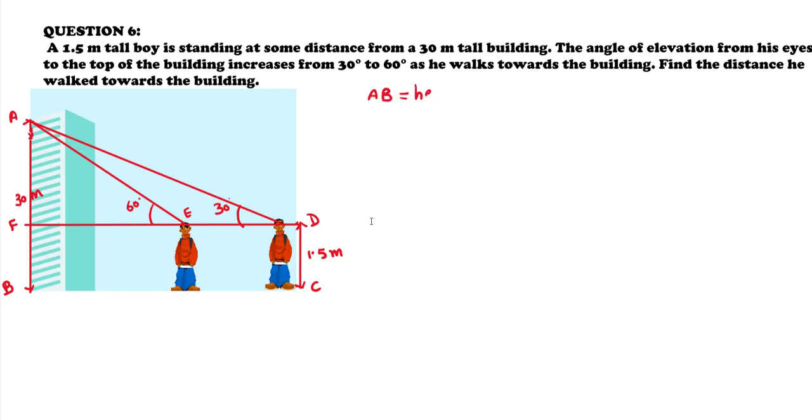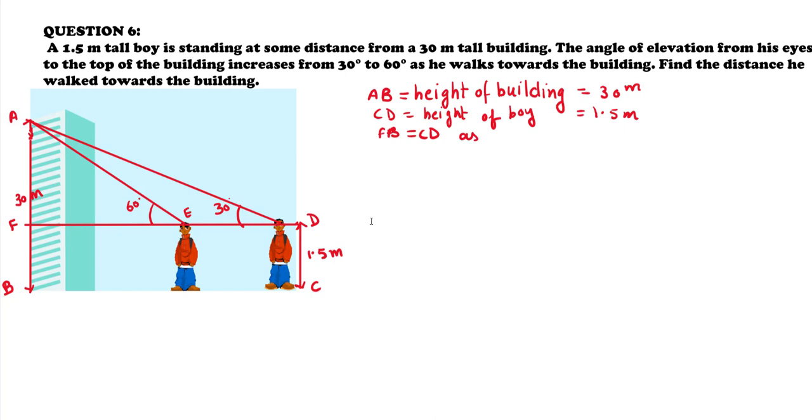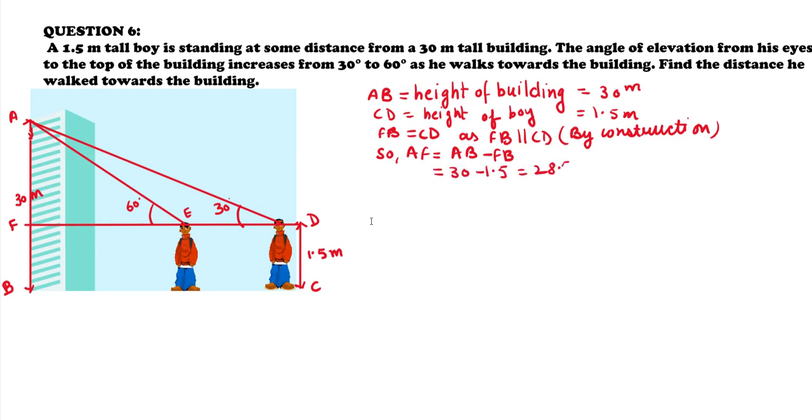AB is equal to height of the building, that is equal to 30 meter. CD is equal to height of boy, that is 1.5 meter, and FB is equal to CD because by construction we have constructed a parallel line, FB parallel to CD. So AF is equal to AB minus FB, that is equal to 30 minus 1.5, that is equal to 28.5 meter. So here we have subtracted the height of the boy from the height of building. So to find ED, we will have to subtract FE from FD.